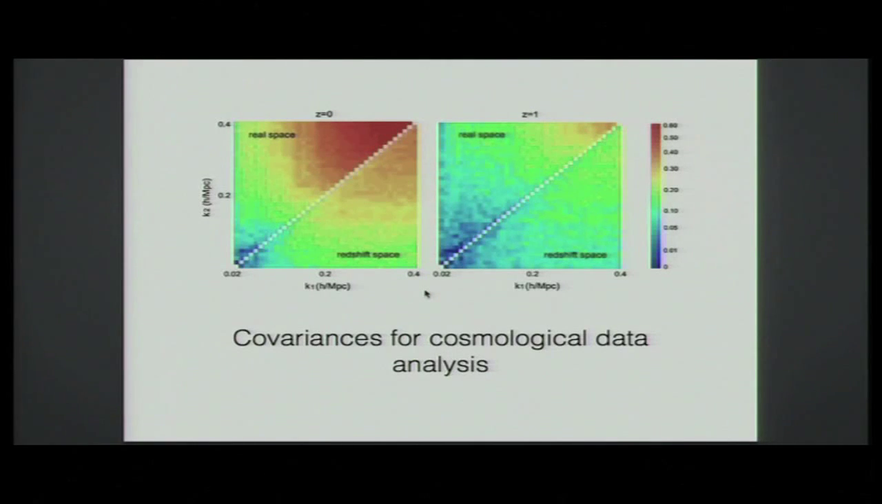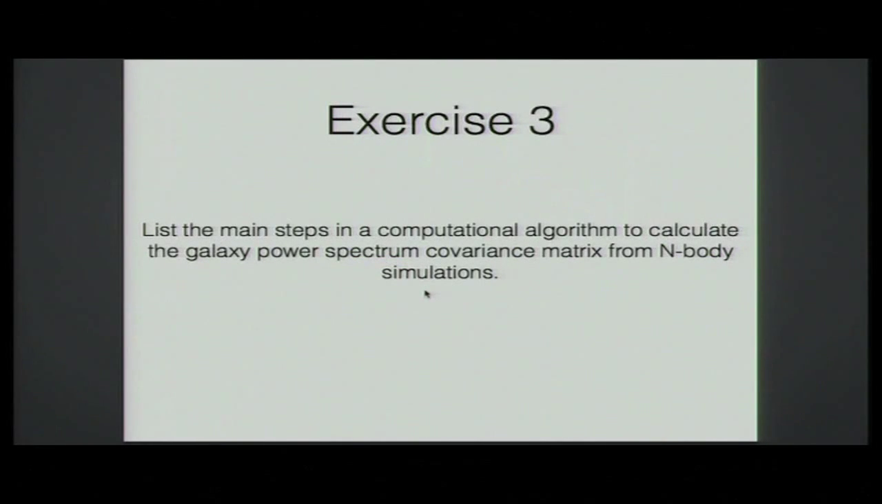Here's some other plots just showing, actually, covariances. You have to worry about real versus redshift space, other noise sources, and so on. So let me just quickly give an idea of, now that we understand what terms have to contribute to the covariance, why it's important, how are we going to calculate one of these things?